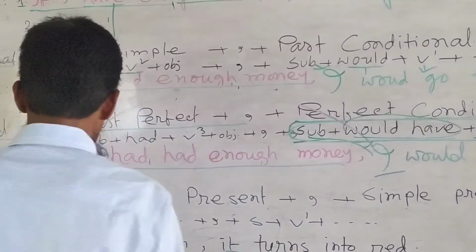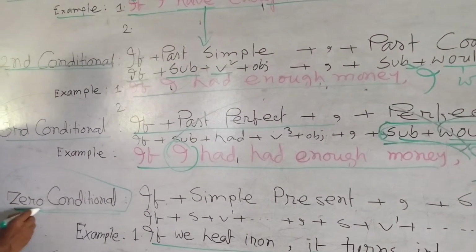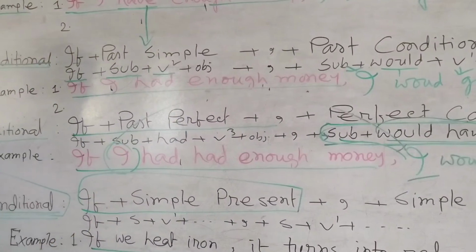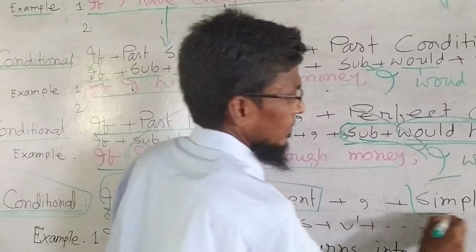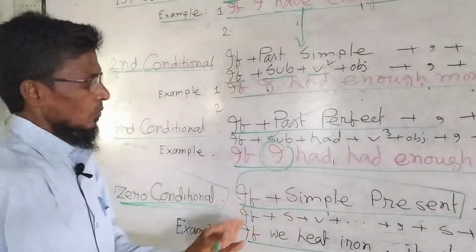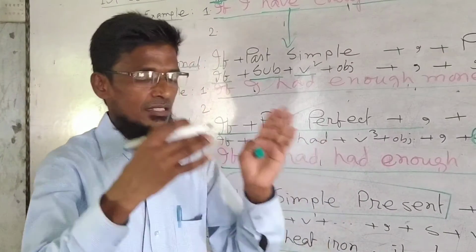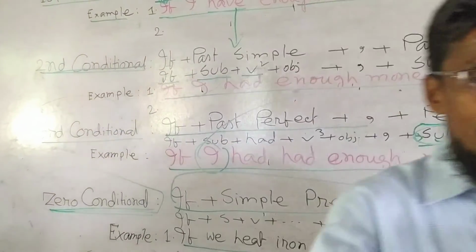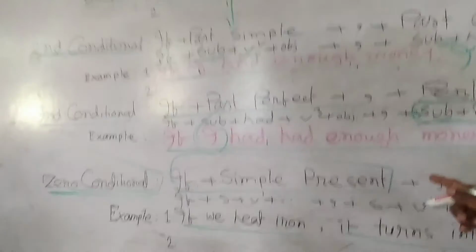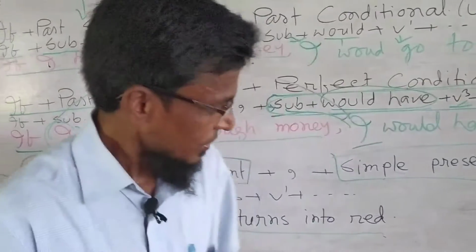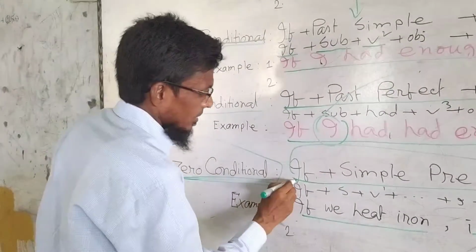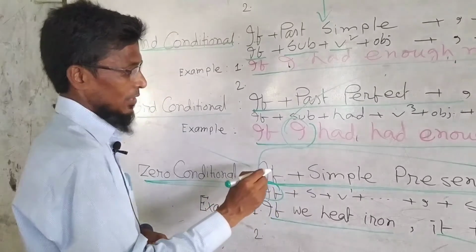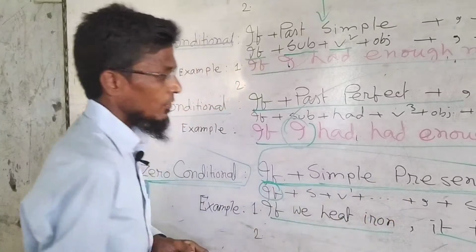Now, I discuss the zero conditional sentence. It is called the if clause, and the other part is called the main clause. Both clauses are simple present, which indicates simple present and simple present. If you know 1 minus 1 is equal to 0, that is why it is called zero conditional sentence. Understand? Clear to you?